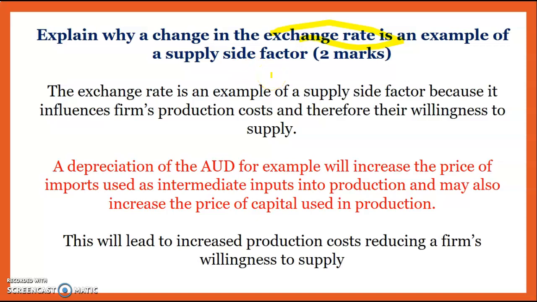So even though the exchange rate mostly impacts demand, because when the exchange rate depreciates it leads to more demand for Australian goods and services because we're more internationally competitive, the exchange rate is also a supply side factor, and that's because it affects firms' cost of production.